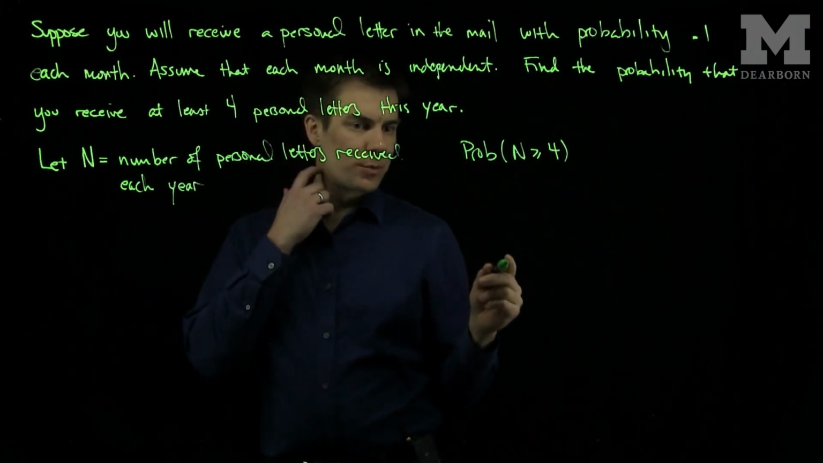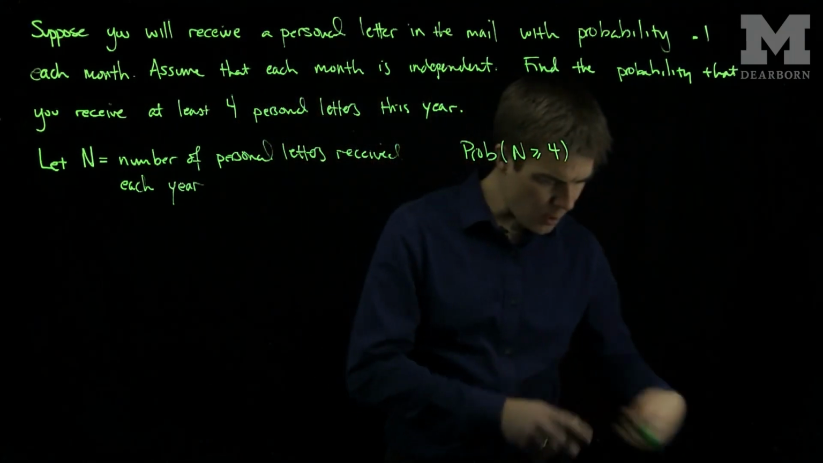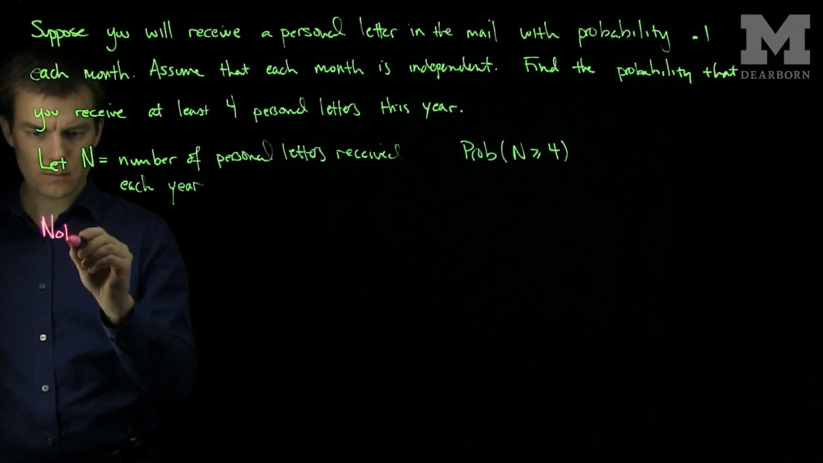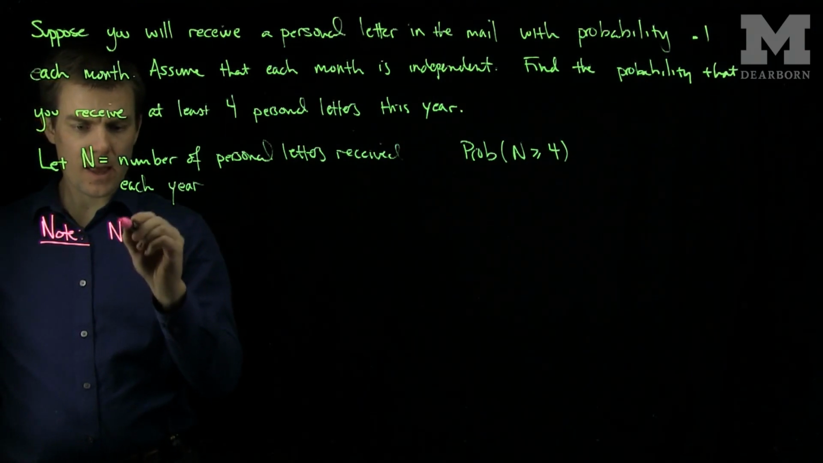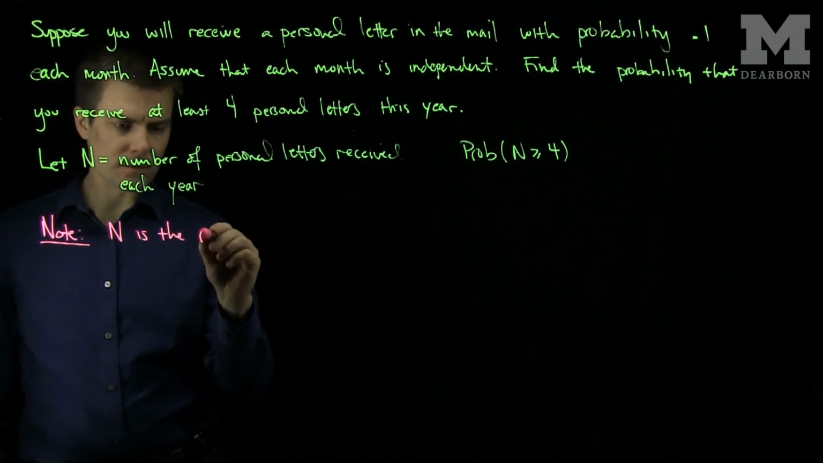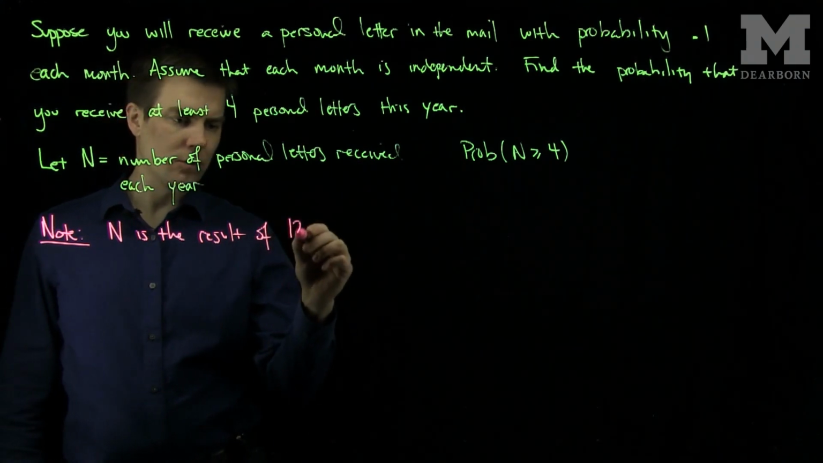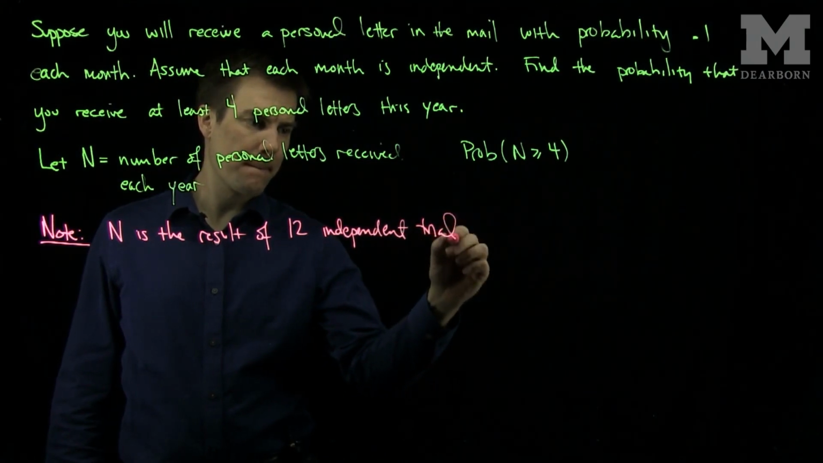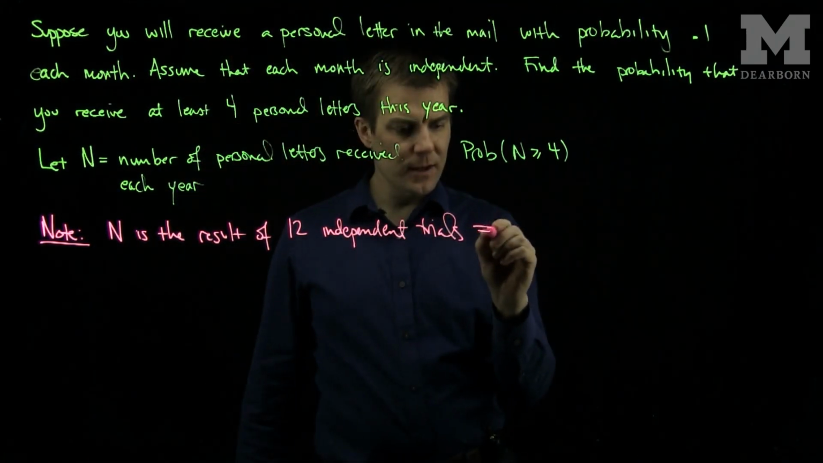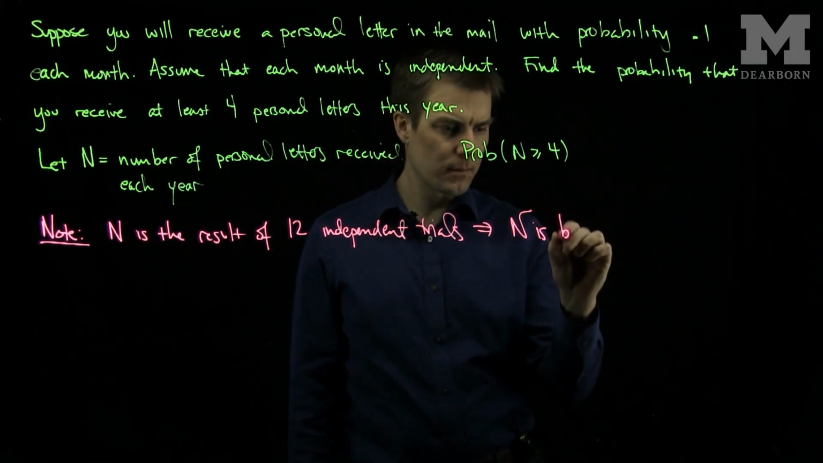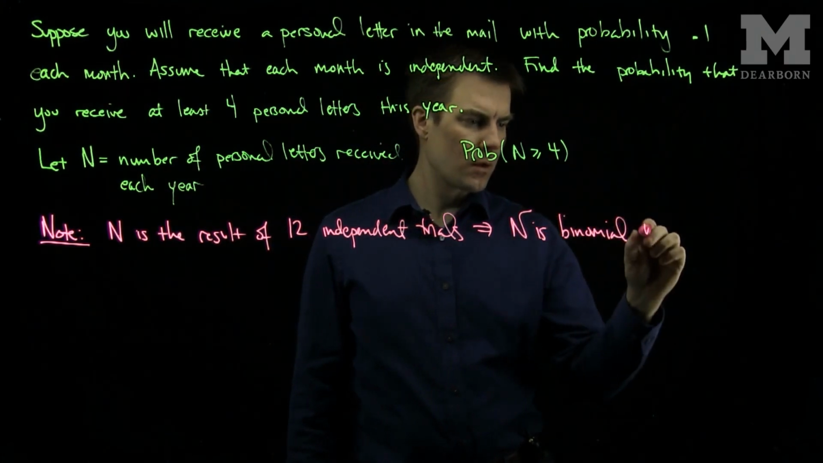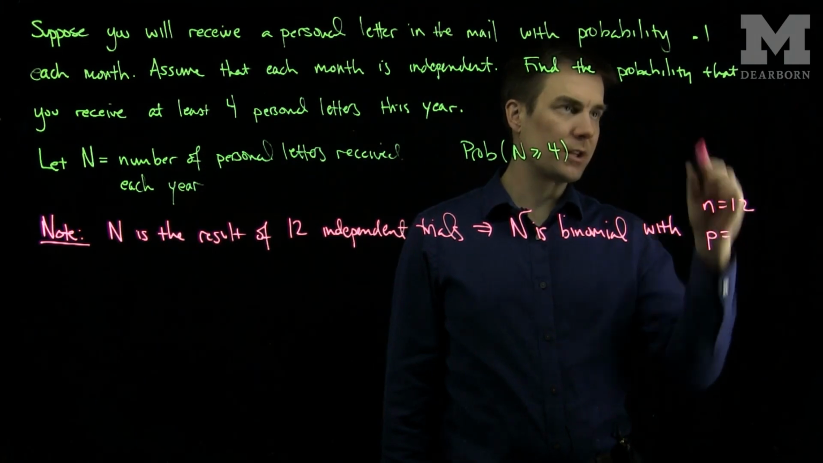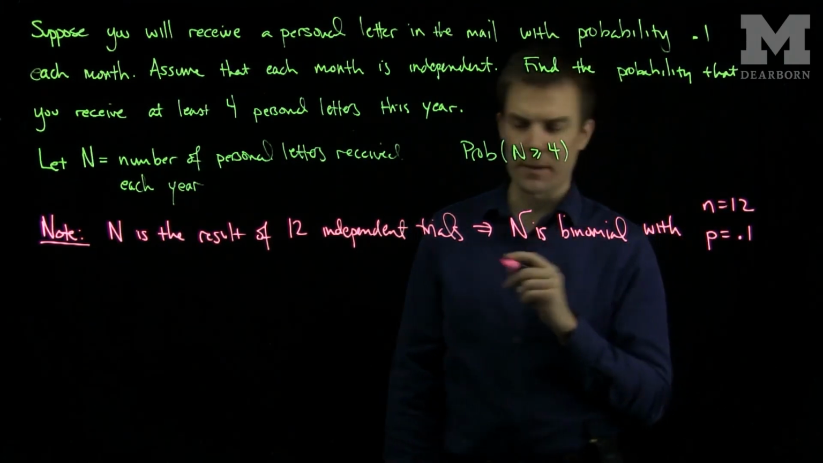So the question becomes, what's the distribution of n? So we can note n is the result of 12 independent trials. And so that tells me that n is binomial with the number of trials being 12 and the probability of success of one of those trials being 0.1.